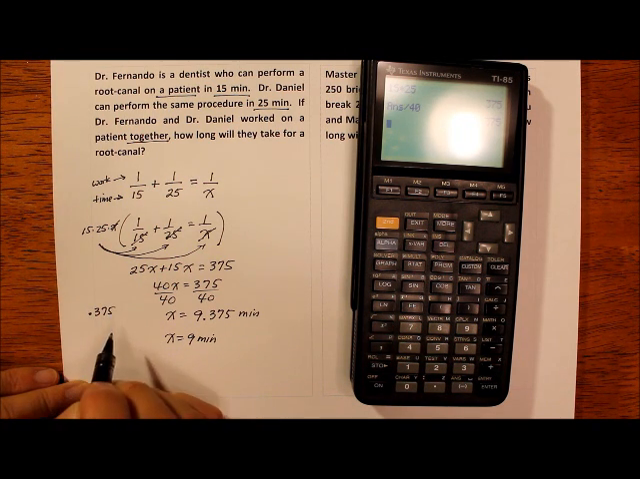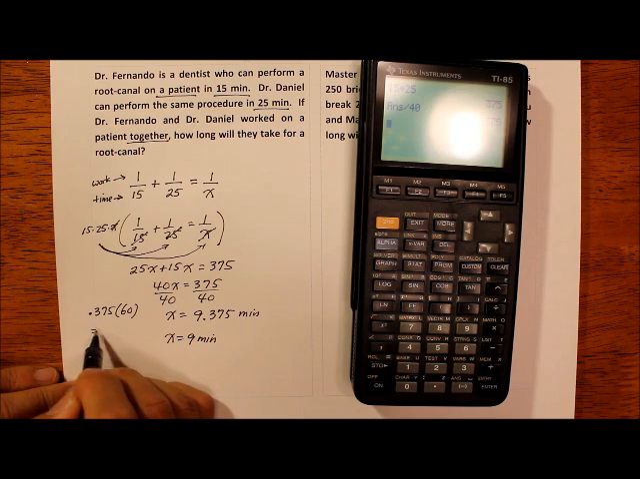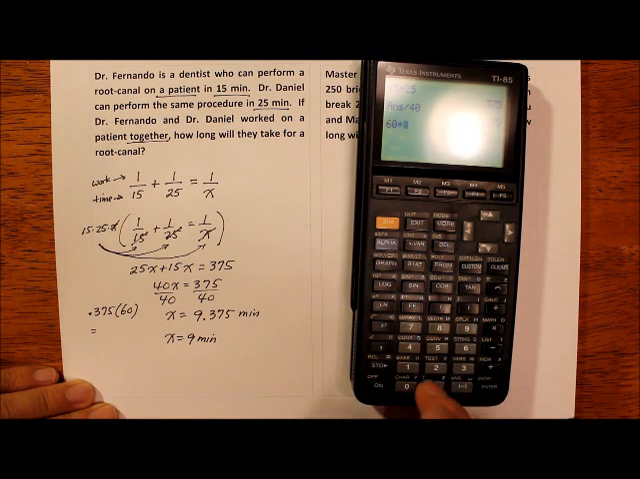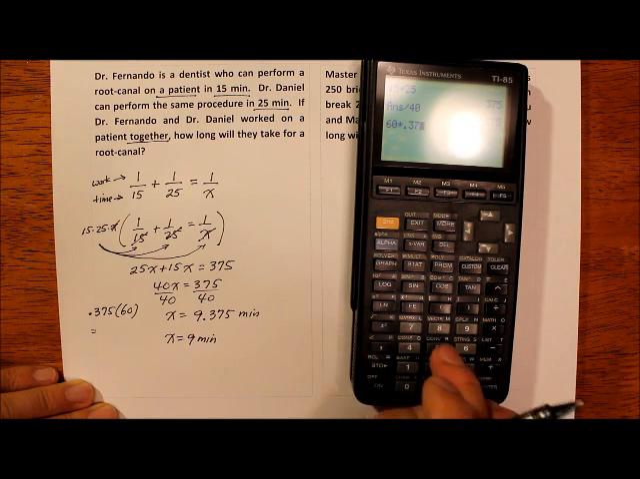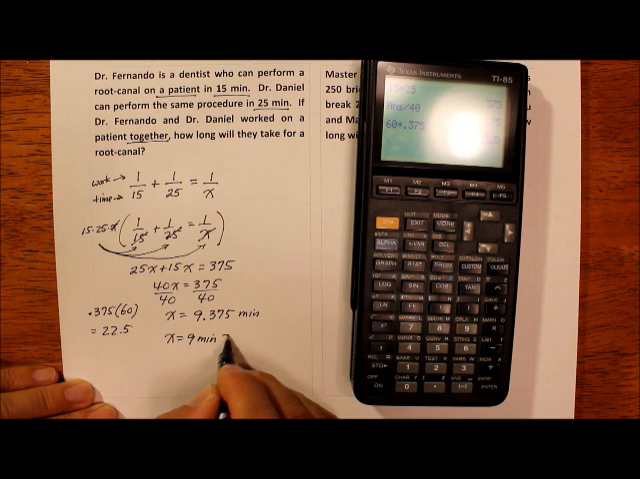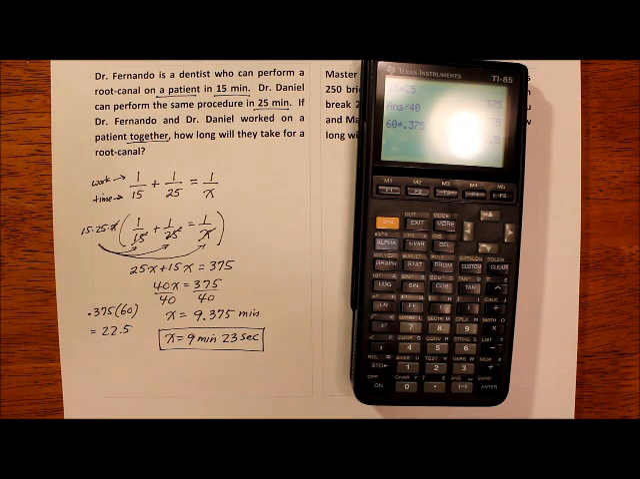0.375. Well, you have to ask yourself, how many seconds in a minute? And that'll be 60. So if you multiply 0.375 by 60, that gives me 22.5 seconds, or let's round it up to 23 seconds. Now that's what I call precision, huh?